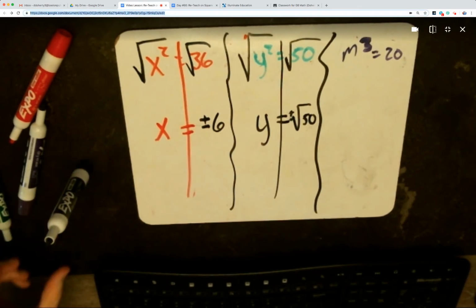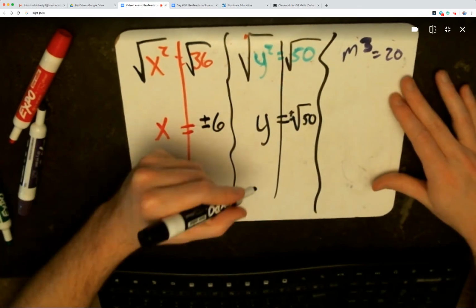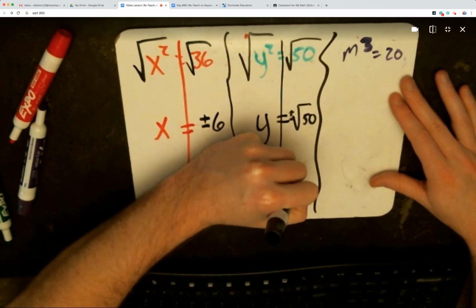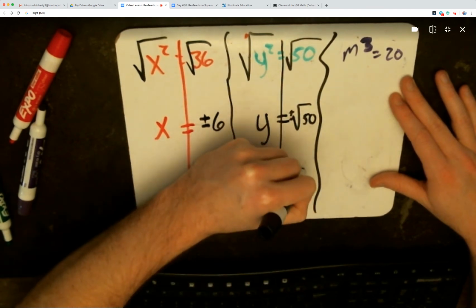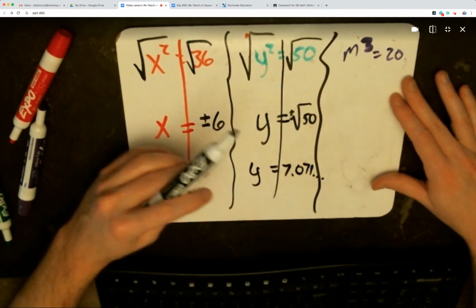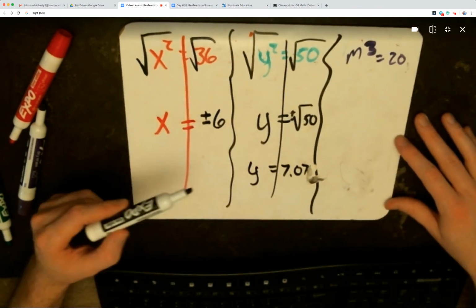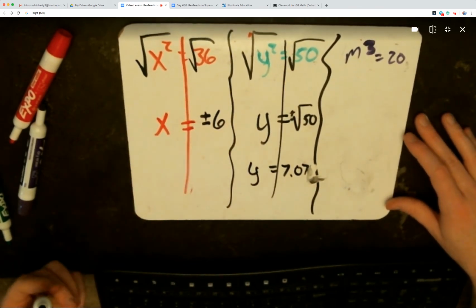Now if I take a look at my calculator, square root of 50, I can see that as also something I could rewrite as 7.071, and it keeps going. I could just probably round that off to 7.07. Just a little bit above the square root of 49, which would have given us 7.